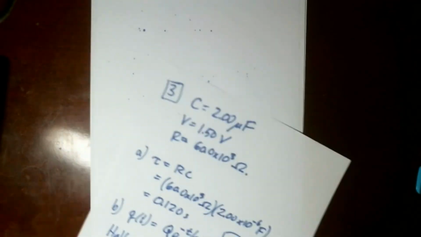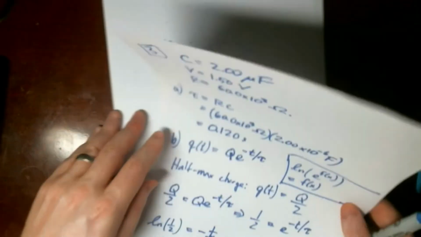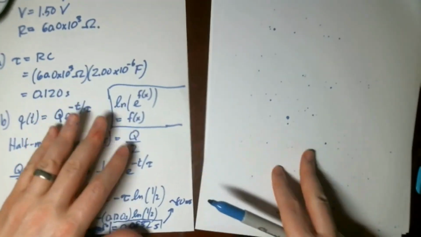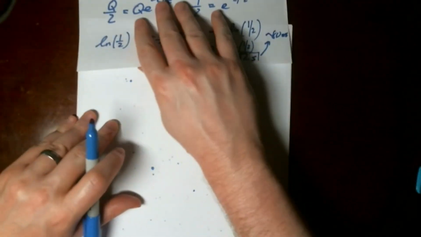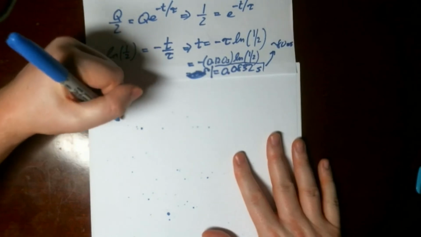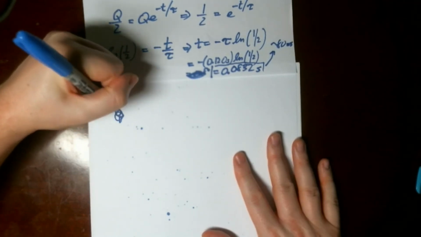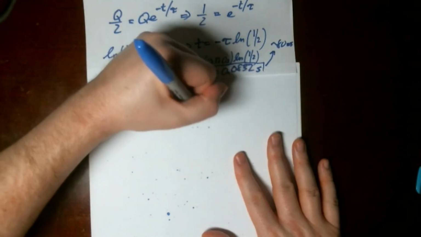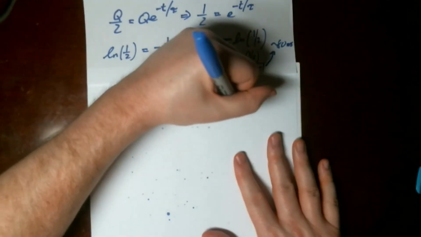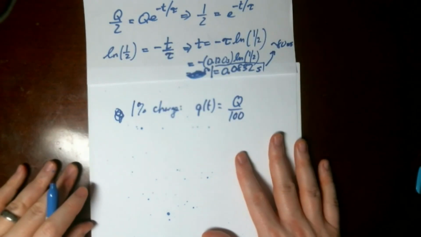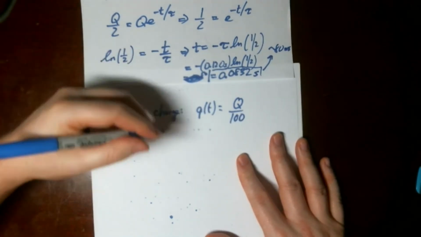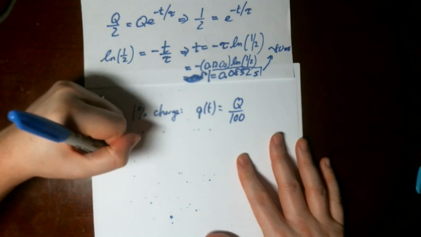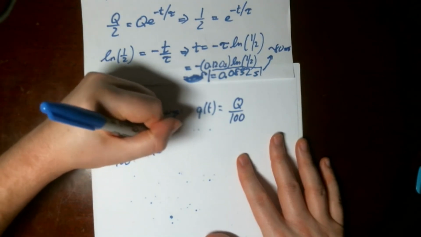And then finally, part C is basically just a redo of part B with a different Q of t. I'll keep this here just for reference. In this case, we want 1%. So that's going to give us little q of t is big Q over 100. So that's what we're going to substitute in for Q of t. So that gives us Q over 100 equals Q e to the negative t over tau.